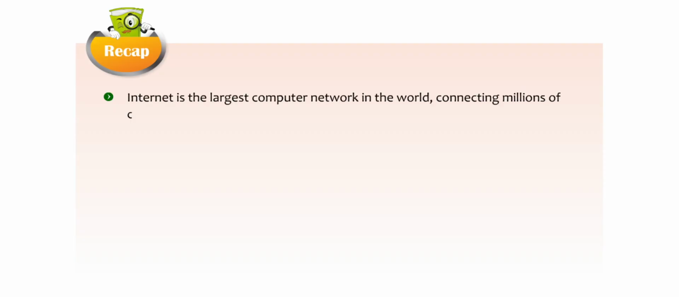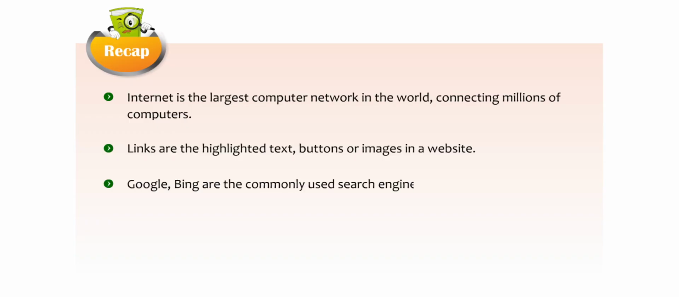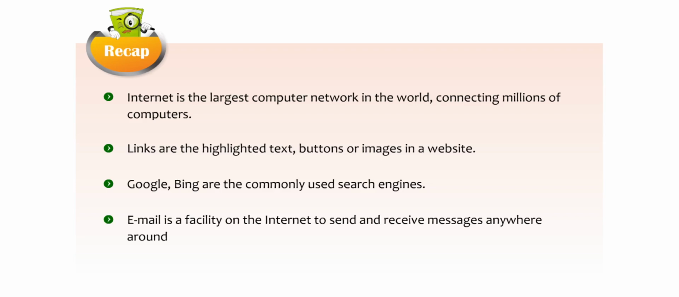Okay students, let us take a recap of this chapter. Internet is the largest computer network in the world, connecting millions of computers. Links are the highlighted text, buttons or images in a website. Google, Bing and Yahoo are the commonly used search engines. Email is a facility on the internet to send and receive messages anywhere around the world in real time.